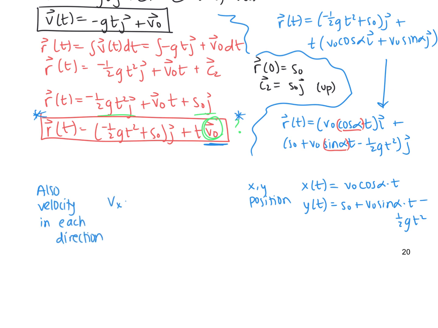So the velocity in the x direction is going to just be v naught cosine of alpha. Velocity in the y direction is going to be v naught sine of alpha, subtract gt. Okay, now that we've done all that derivation, let's look at an example.